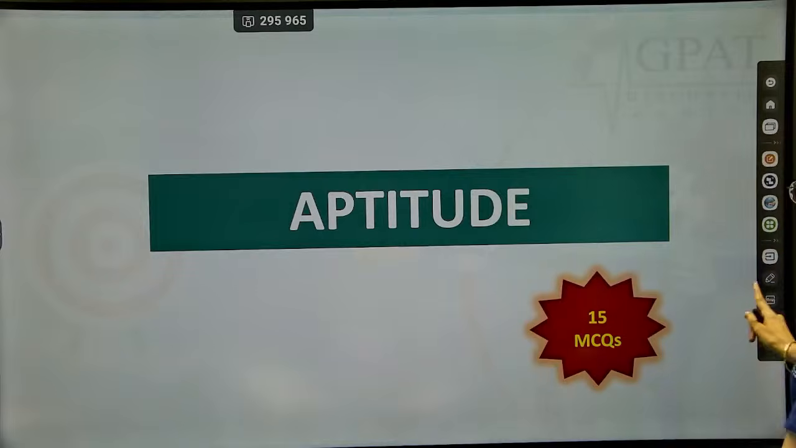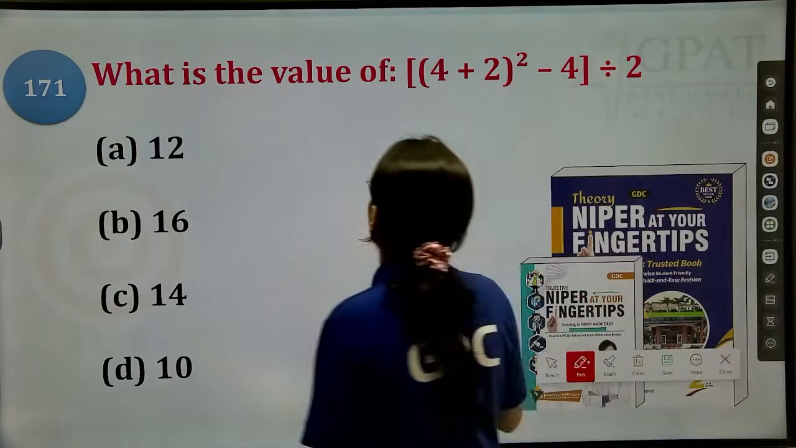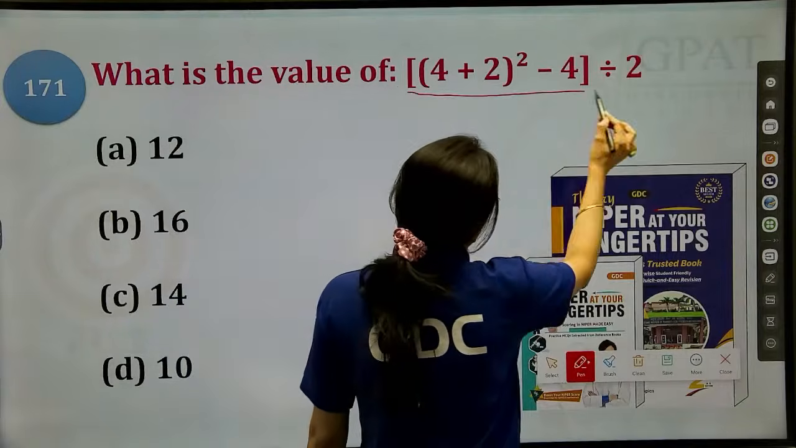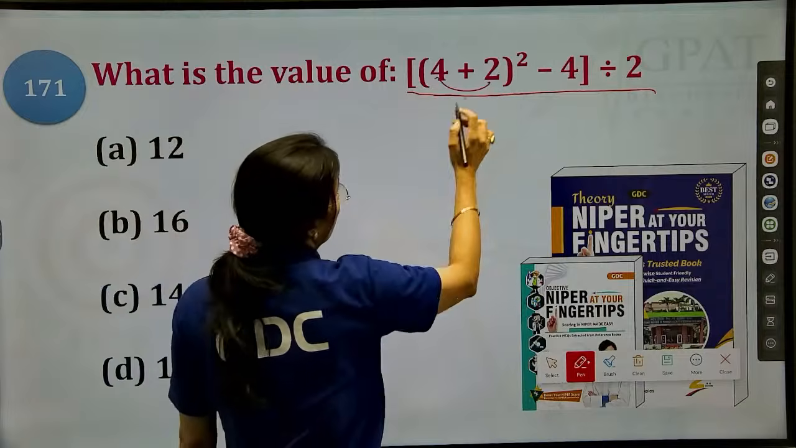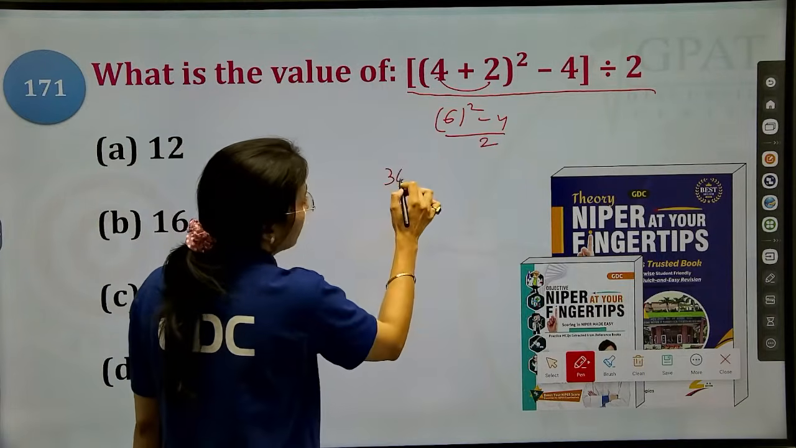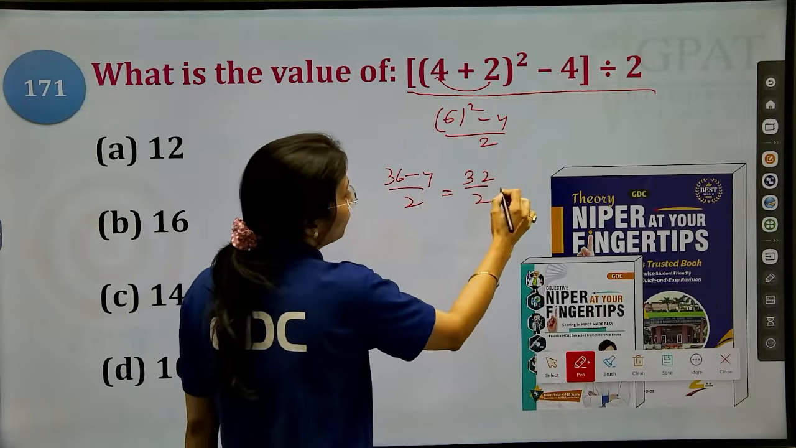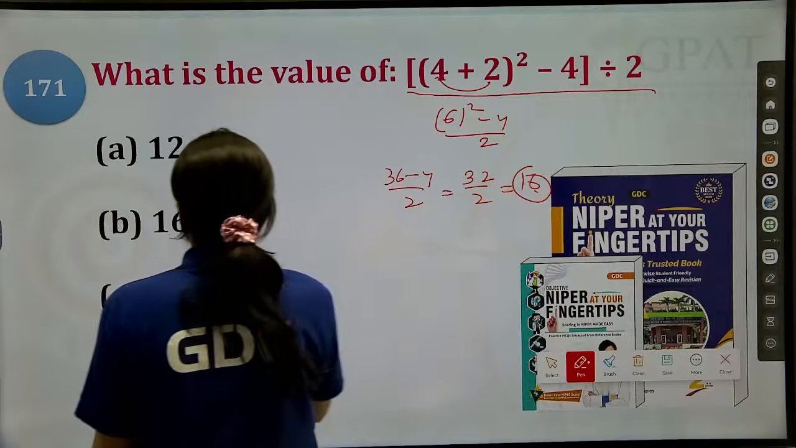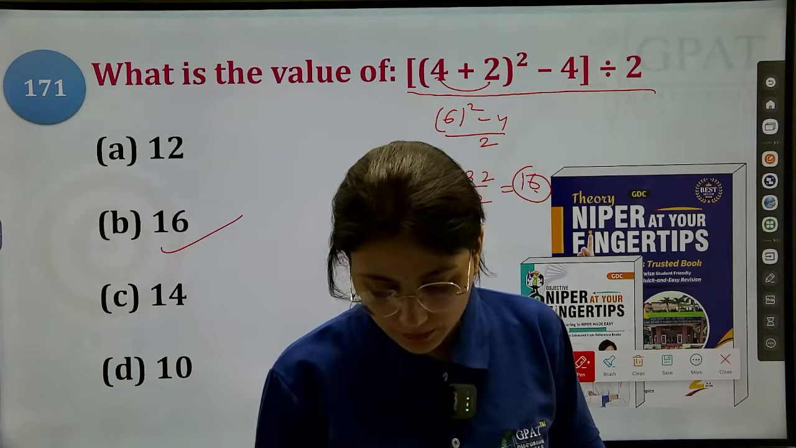Now some aptitude questions. What is the value of 4 plus 2 raised to power 2 minus 4 divided by 2? If you see, 4 plus 2 is what? That is 6 square minus 4 divided by 2. That is 36 minus 4 upon 2. That is 32 upon 2. That is 16. So the answer is 16. Option number B is correct.